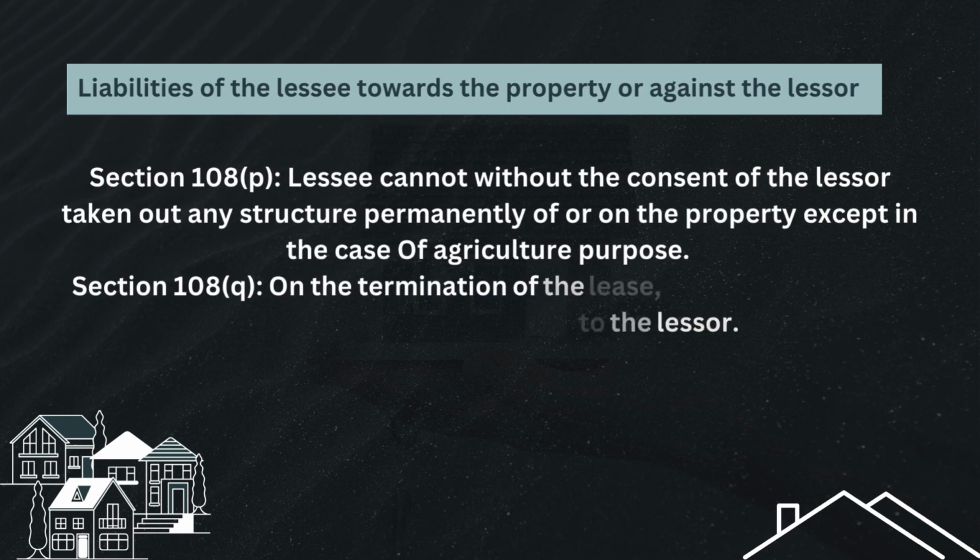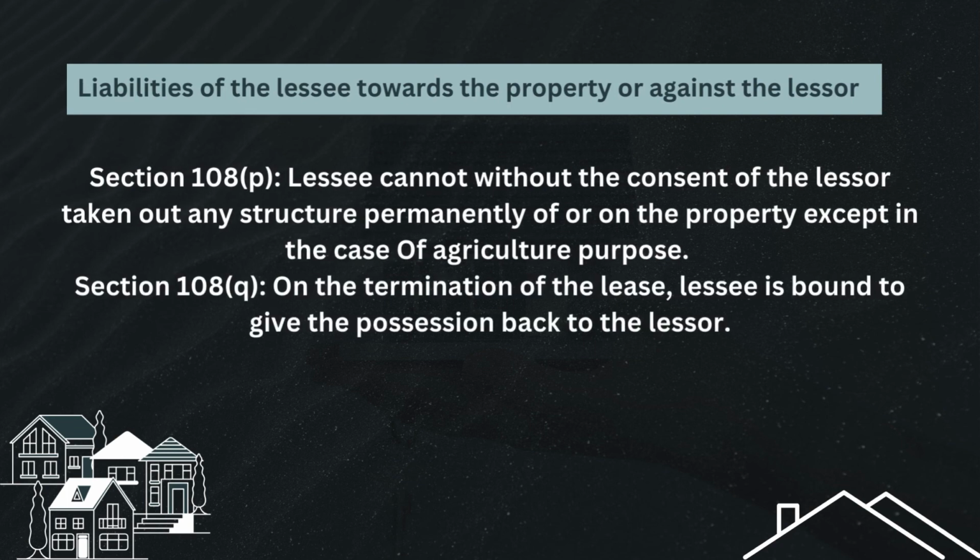The lessee cannot, without the consent of the lessor, erect any permanent structure on the property, except in the case of agricultural purpose. Section 108 clause Q: on the termination of the lease, the lessee is bound to give the possession back to the lessor.